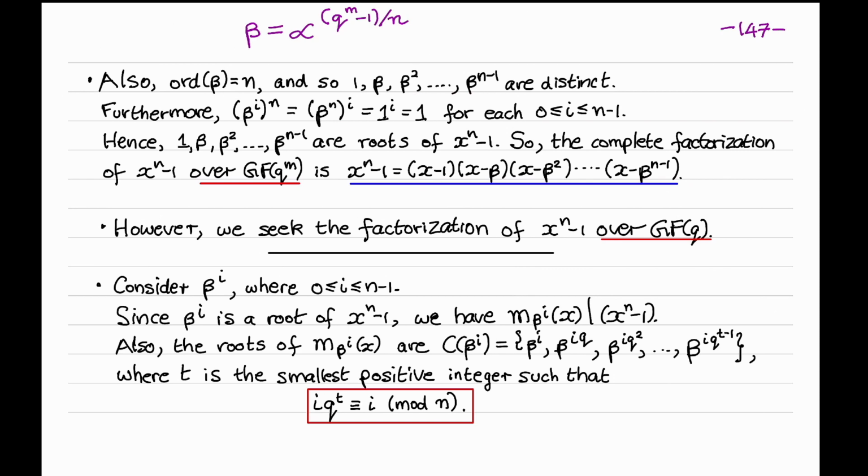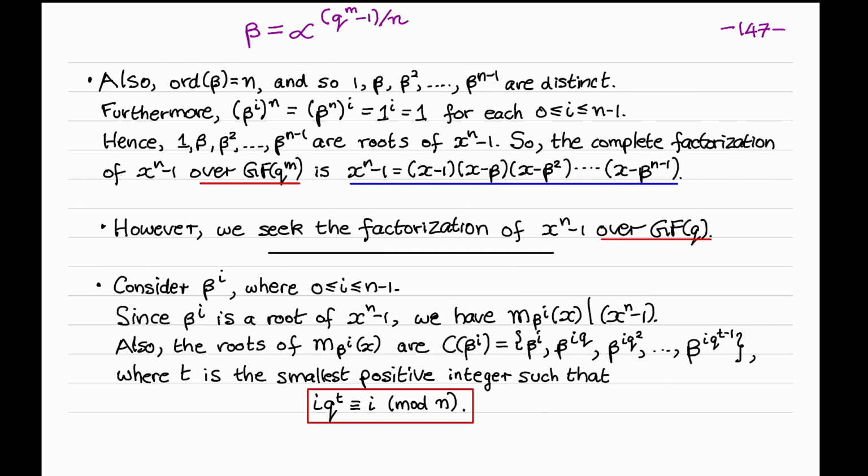So let's consider one of these powers of beta. I've chosen the ith power, where i is between 0 and n - 1. Since beta^i is a root of x^n - 1, we know that its minimal polynomial over GF(q) is a divisor of x^n - 1. Recall that this minimal polynomial is an irreducible polynomial over GF(q).